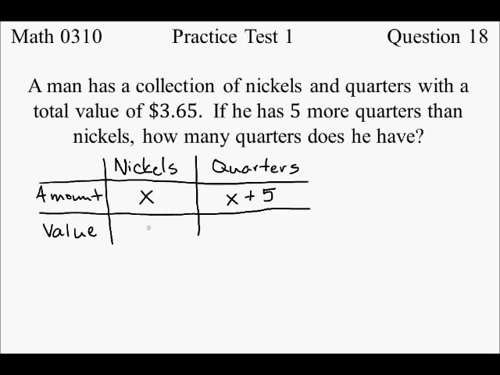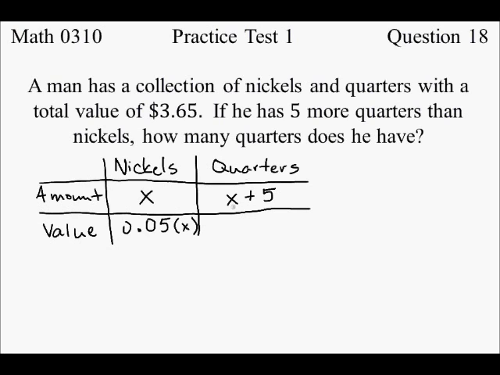So look at some of the information we have here. Each nickel is going to be worth how many cents? Each nickel is going to be worth 5 cents, or in other words, as far as dollars and cents, it's going to be worth 0.05 in terms of dollars and cents. And so for every nickel that we have, our total is going to increase by 5 cents. So 0.05 times x is going to be the amount of value we have in nickels.